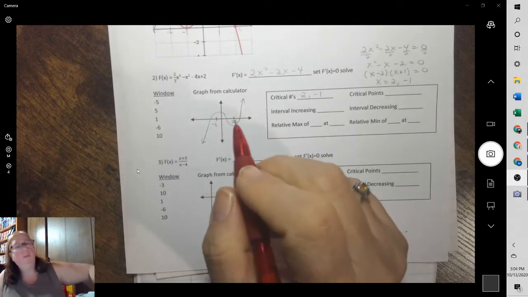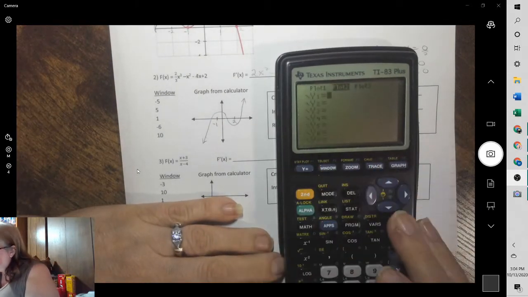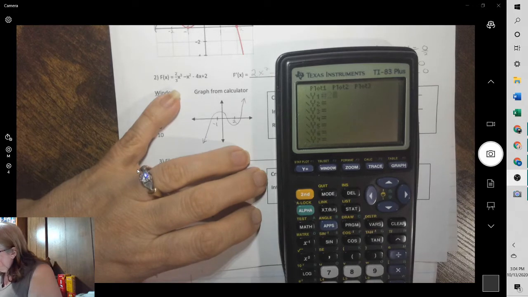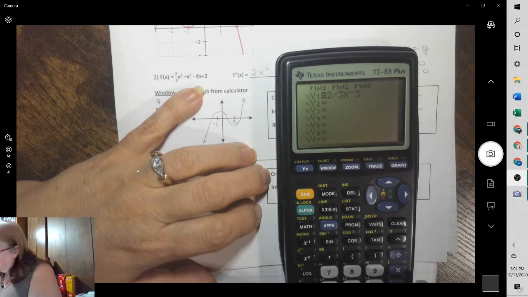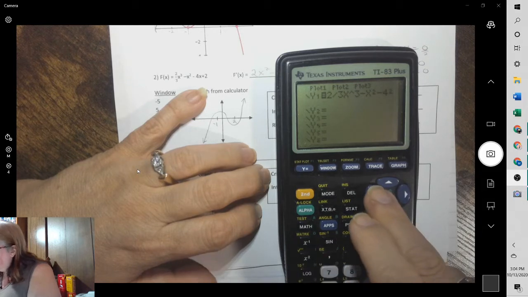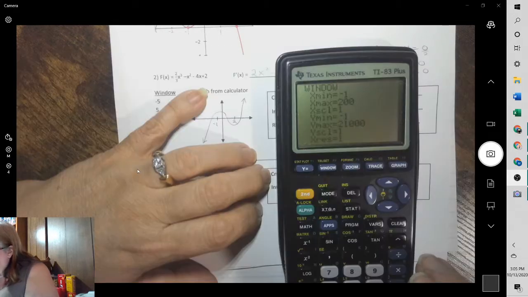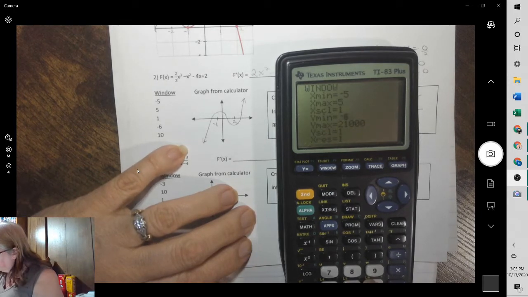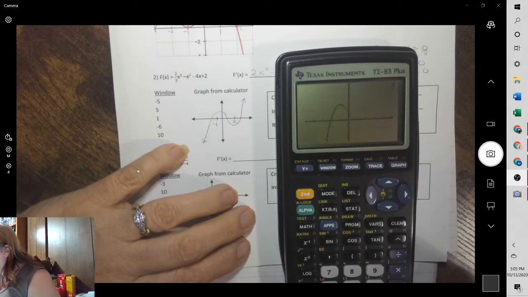Now when you're plugging this in, you want to plug the original in. Here, let me plug it in. So 2/3 x to the third minus x squared minus 4x plus 2. And my window, and there's our graph.